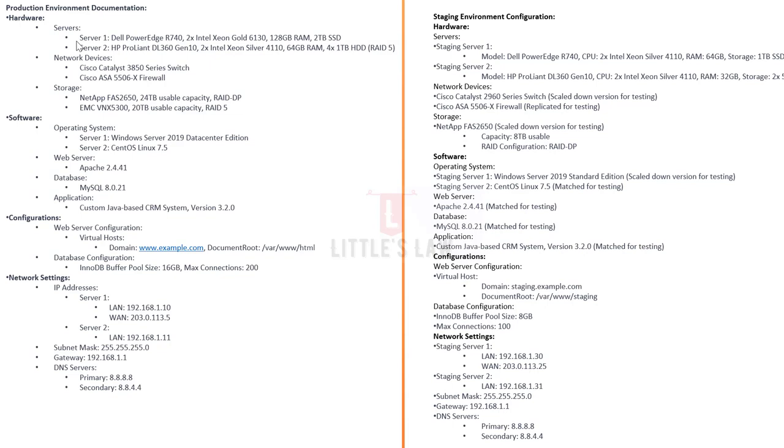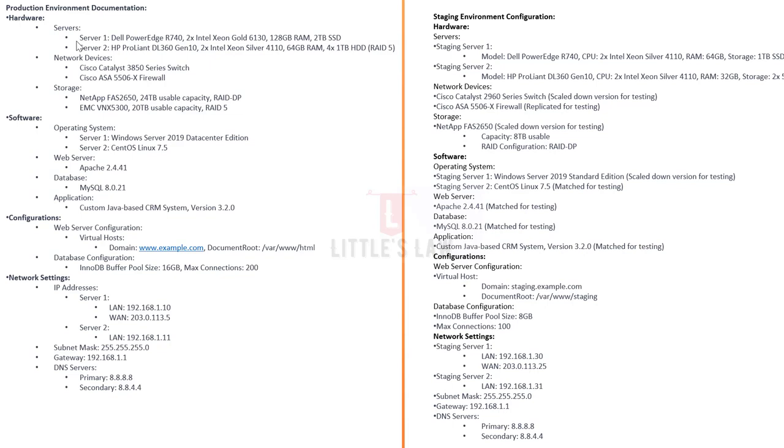And then the firewall. In case you're using a firewall, please replicate the same firewall. In this example, I'm using a Cisco ASA firewall, so I'm using the same option here. And then when it comes to the storage, I'm using a 24 TB usable capacity RAID DP, and for the EMC, I'm using a 20 TB usable capacity RAID 5.